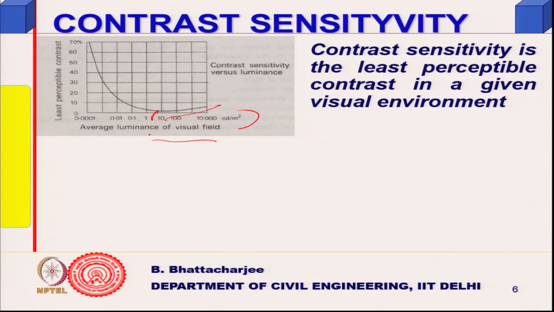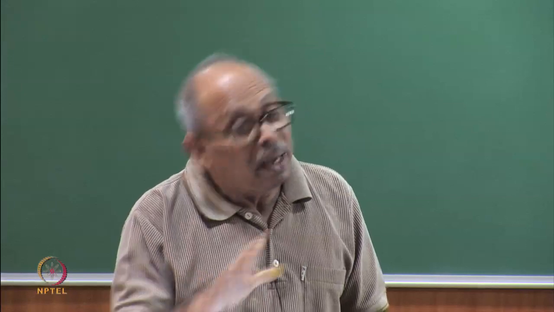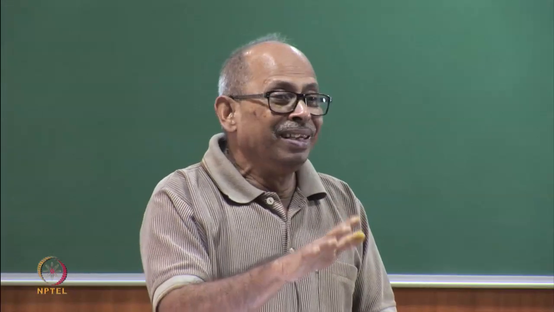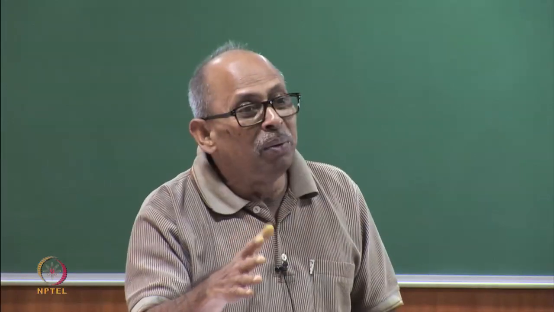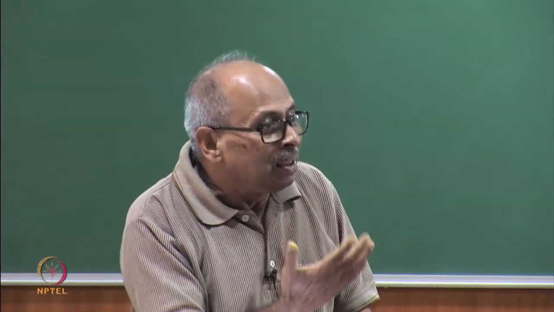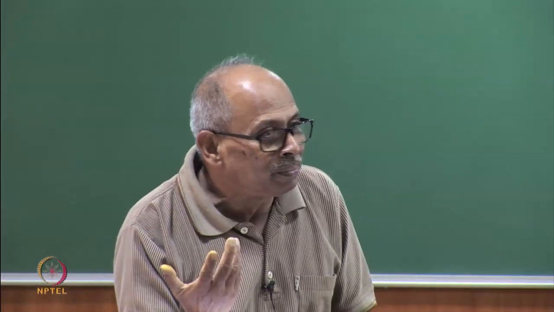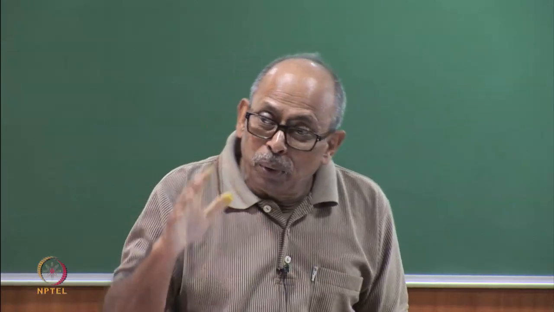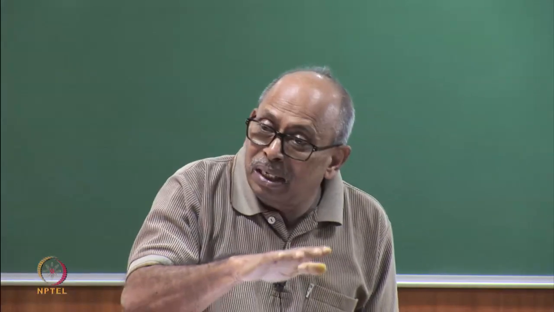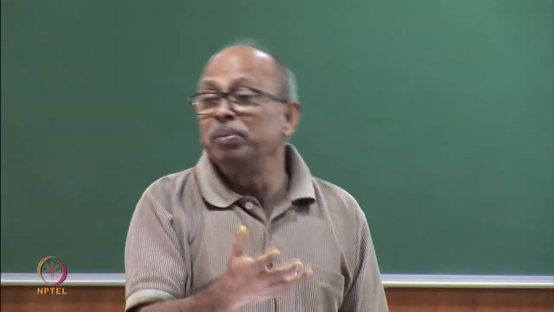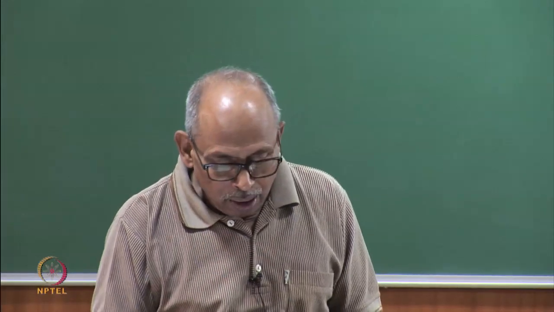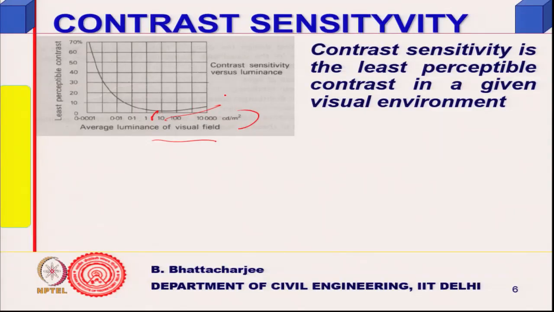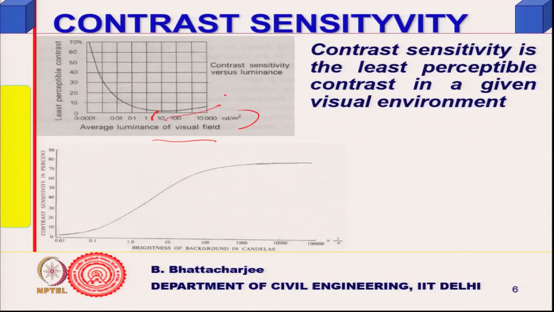Beyond a point, if you increase the brightness too much, everything becomes equally bright. You increase the light too much, and what you see also depends upon reflectivity; both can become very bright, and you do not see contrast at all. So, as a result, for contrast sensitivity there is an optimal brightness level. If you see it in this manner, brightness of the background in candelas, contrast sensitivity in percent.